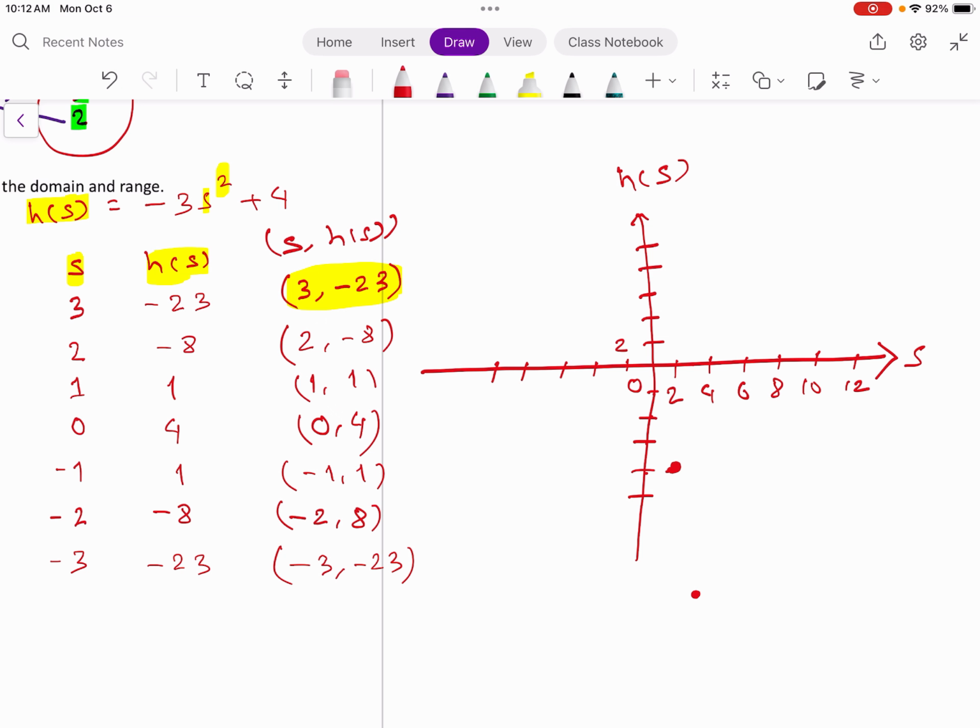Okay, so 1, 1 is somewhere here. This is 1, 1. 0, 4. So this is 0, 4.